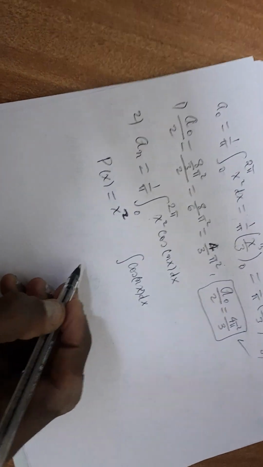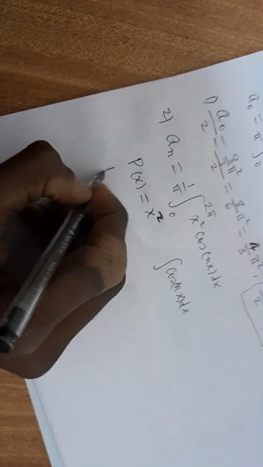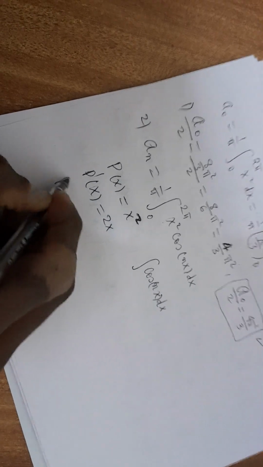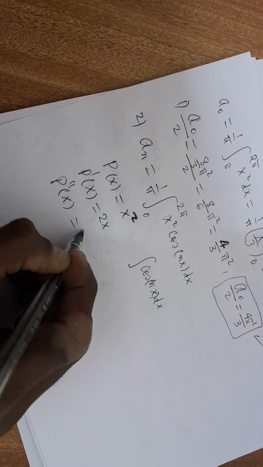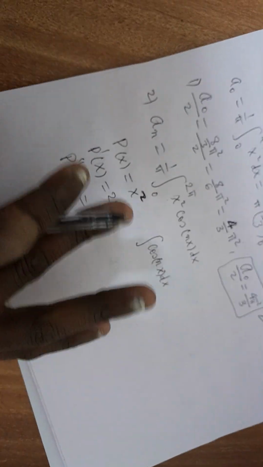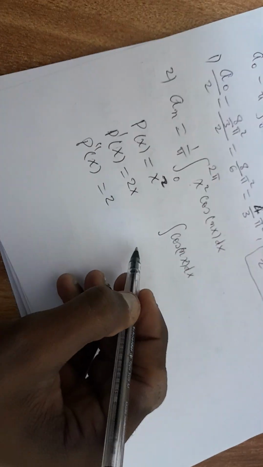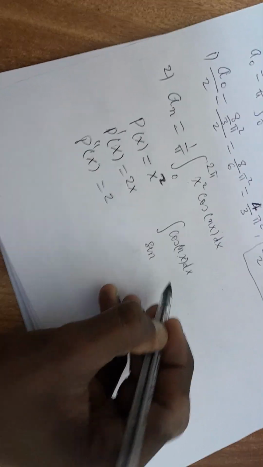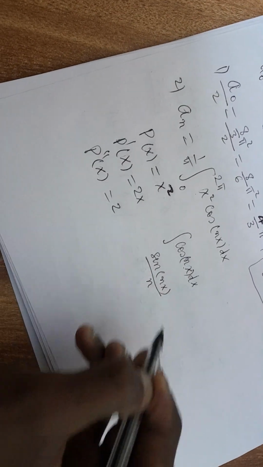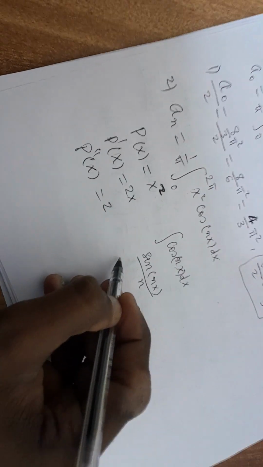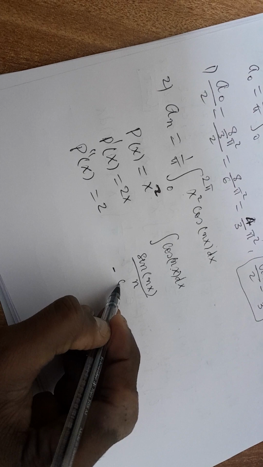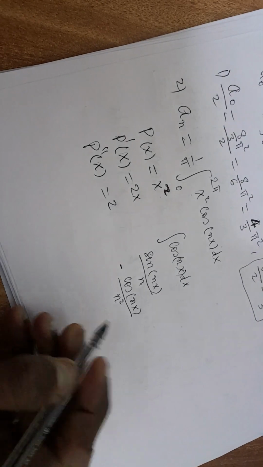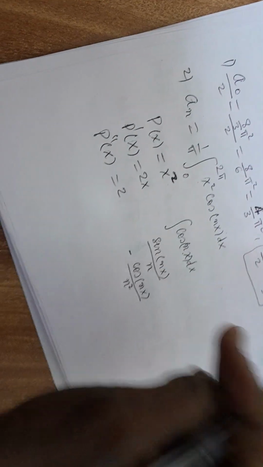Now what will we do? We first derive the polynomial until we get 0 in the derivation. First derivation it is 2x, second derivation it will be only 2, then if I derive again it will be 0, so I stop. Now I integrate the same way: integration of cos nx is sin nx upon n. Now I integrate again, sine integration will be minus cos nx upon n squared.